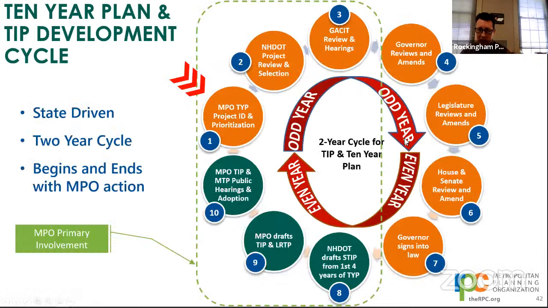So we've talked a lot about the 10-year plan and the TIP and the plan today. Again, that's the state-driven cycle. As I said near the beginning, we're at the combination of step 10 of the existing 2021 to 2030 plan and step 1 of the development of the 2023 to 32 10-year plan. So we're focused right now on project identification and prioritization for the 10-year plan.